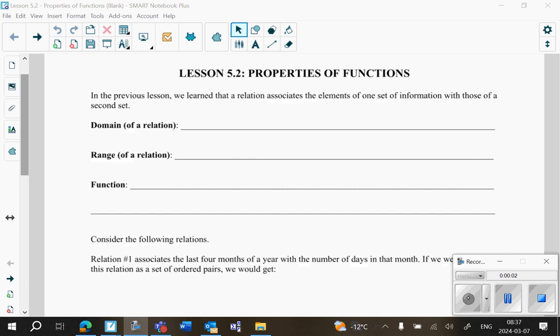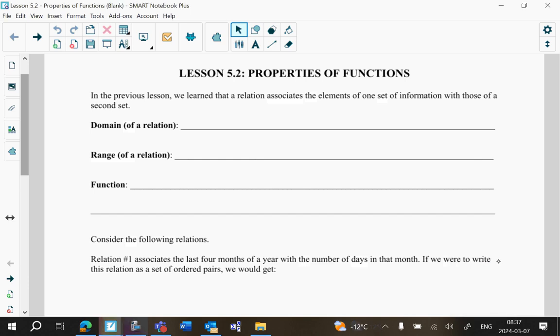So we were talking about a relation, and we're going to talk about certain properties of relation as well as a special type of relation. That's the next step I want to talk about.